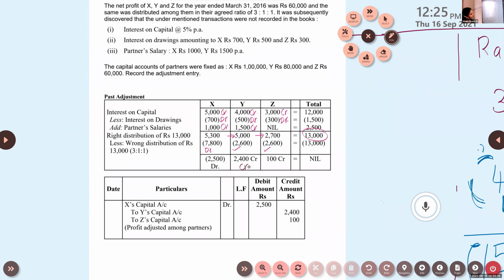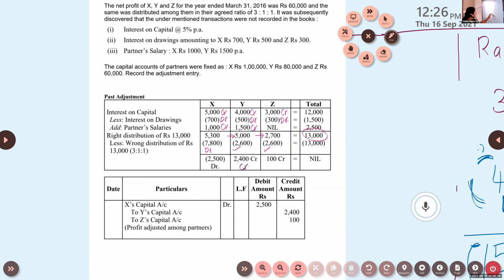Come to Z. 1,700 is the amount to be given to him. But by way of profit, he has received 2,600 only. So 100 rupees more have to be given. So it is credit.